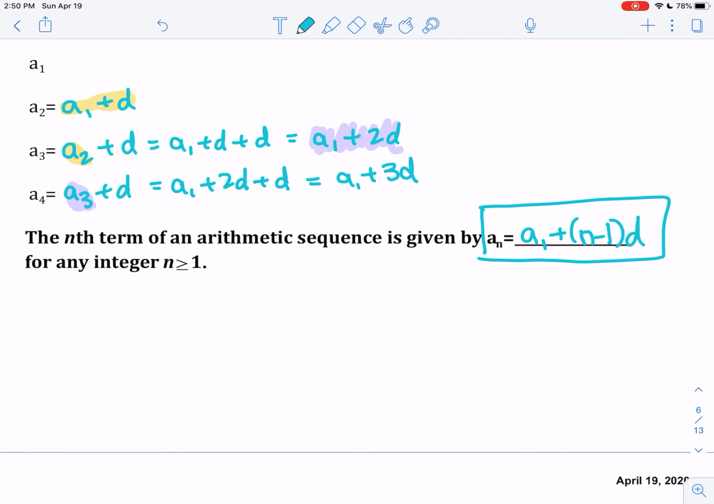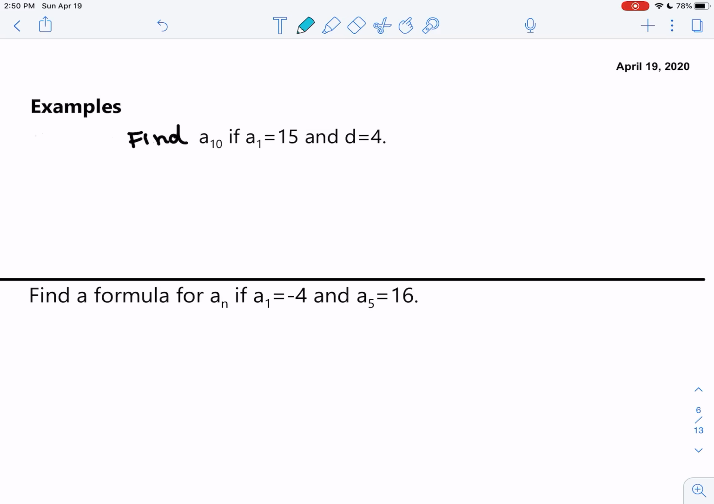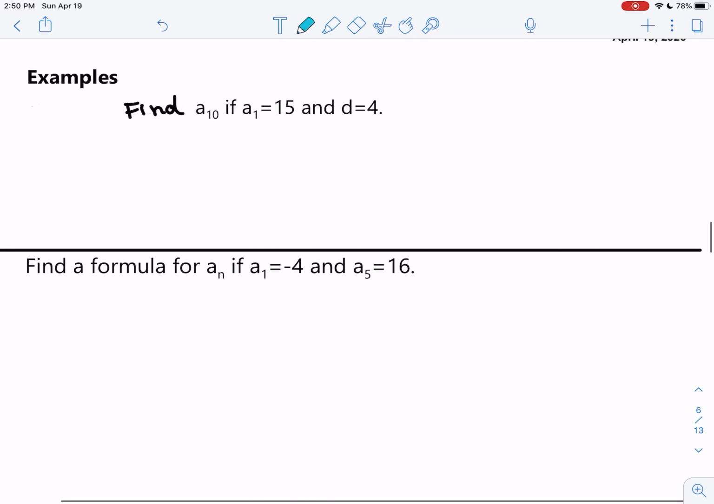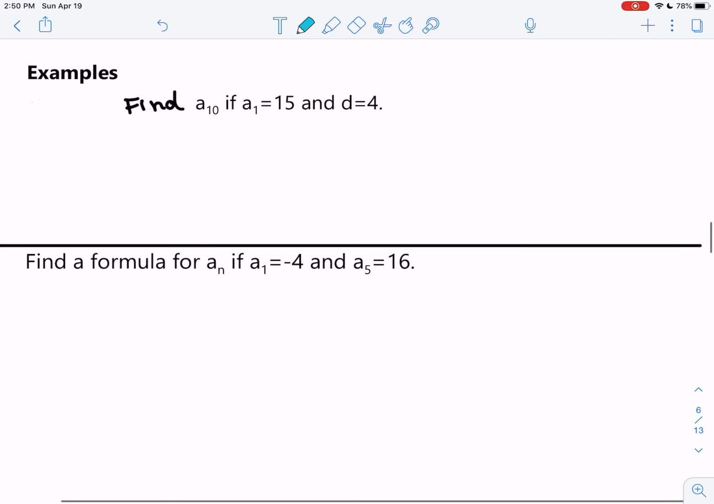All right, let's try some examples. Can you pause the screen and write what I have on the screen here, and then we'll work these together. All right, so the first example says, find a sub 10, so that's the 10th term, if a sub 1, in other words, the first term is 15, and my common difference is 4. So let's start just writing the formula again. So anytime I want to find the nth term, I would take my first term, and then I need to add D n minus 1 times, okay?